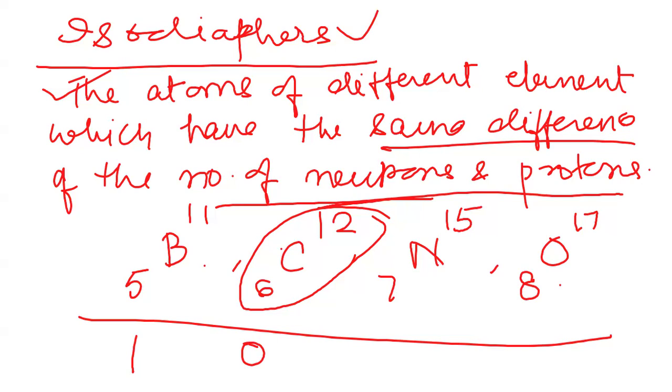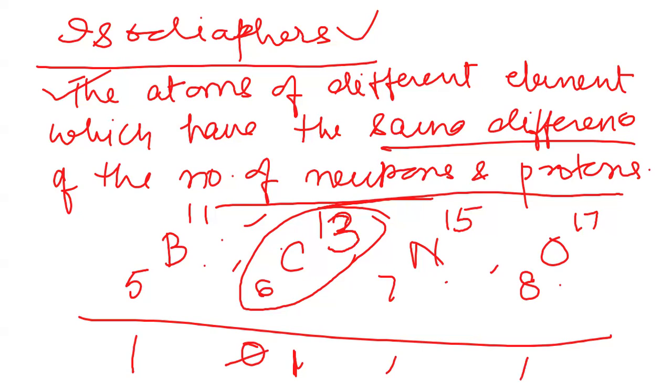It does not. So here we will take carbon-13. This isotope of carbon will be used, because 13 minus 6 is 1. Then it will be 1, right? Now nitrogen, tell me. For nitrogen also it will be 1, 8 minus 7, and for oxygen also it will be 1 because 9 minus 8.